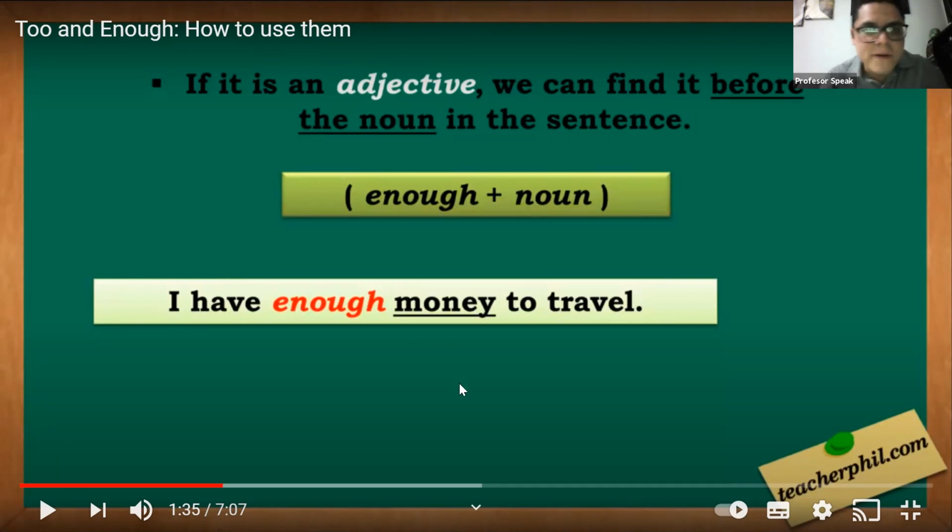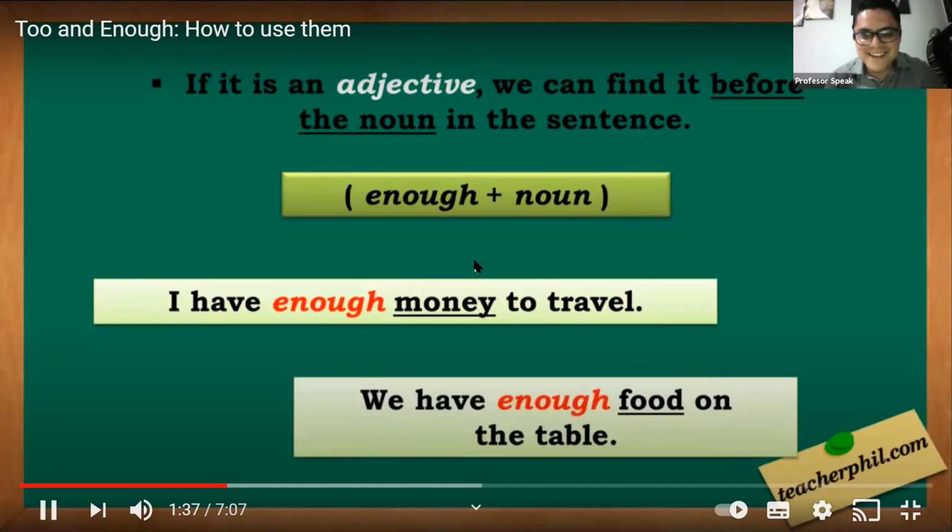Is this a positive or negative context? Context, not a structure, okay? Is this a positive or negative context? Positive. Okay, all right.